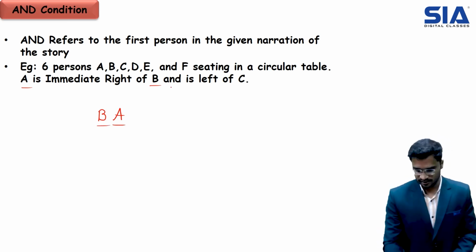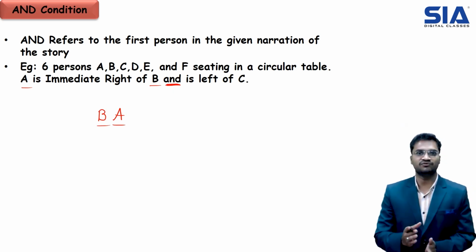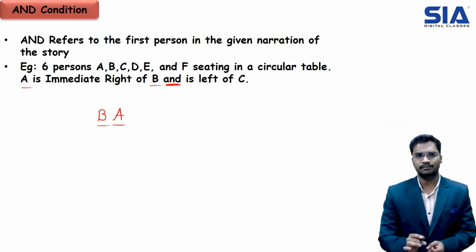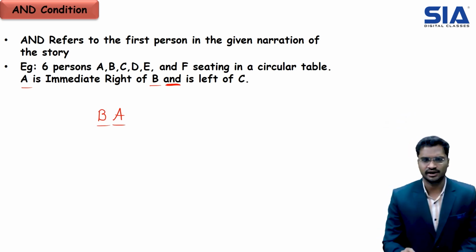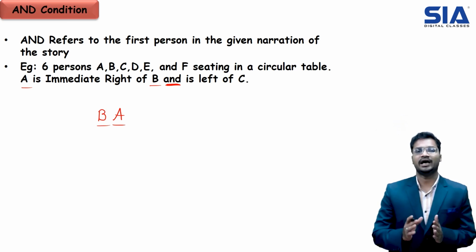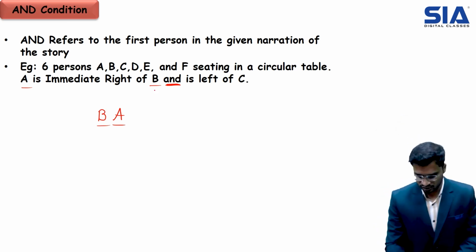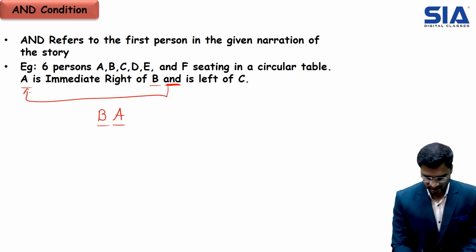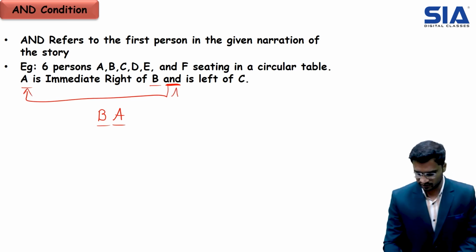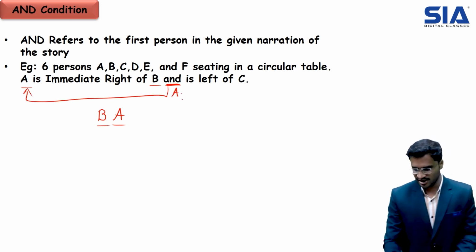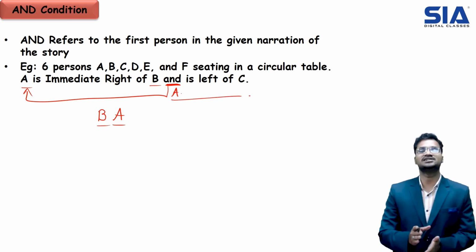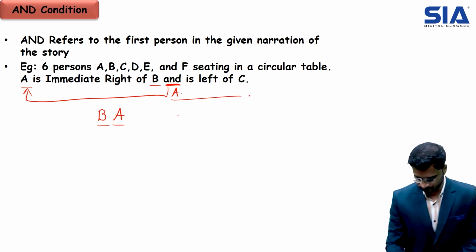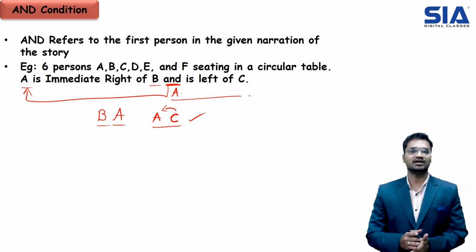Now we have "and" here, and what I have to do is substitute the first person in the statement in the place of "and". Whenever I see "and" in our seating arrangement topic, I have to substitute the first person of the statement. The first person of this statement is A. So in place of "and", I substitute A. Then A is to the left of C. So the person A is sitting to the left of C. This is the second statement. So "and" refers to the first person.